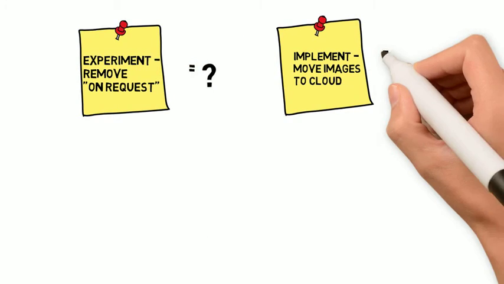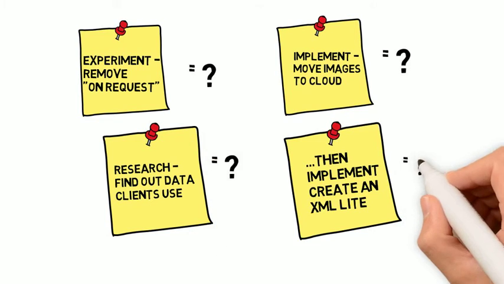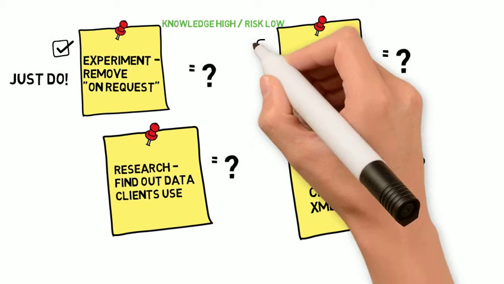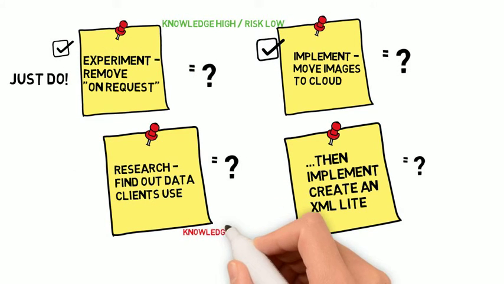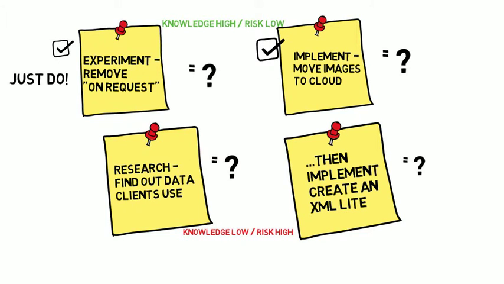These are also not sequential. Where knowledge is high and or risk is low, implement those options immediately as user story. But where the knowledge is low and the risk is high, then additional experimentation and research will give the teams enough information to then decide if the option is worth implementing or not.